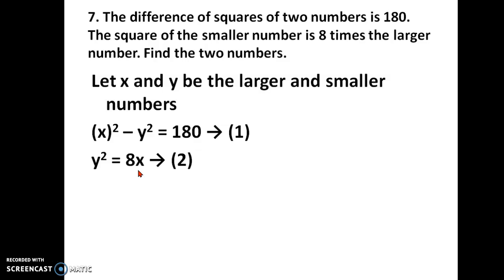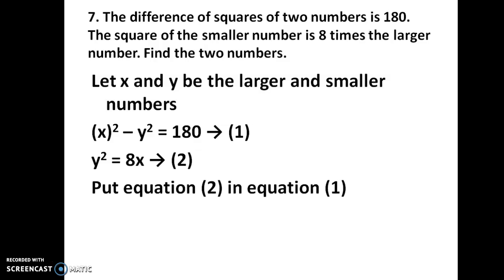That is 8 times a larger number. That's why I am having 8x. This is equation number 2. Put equation 2 in equation 1. Now I will get every term in terms of x only. So y can be removed now. So I will get x square minus 8x is equal to 180.